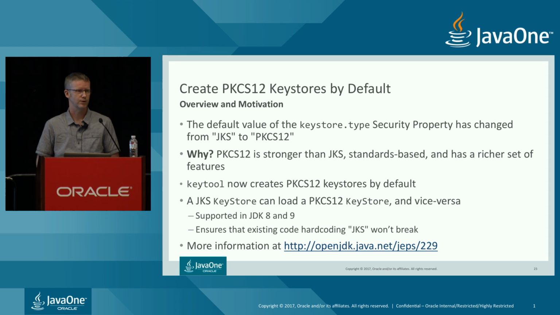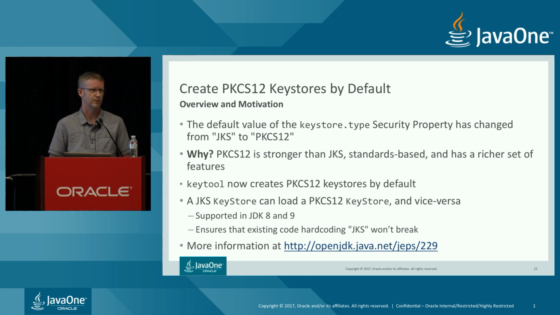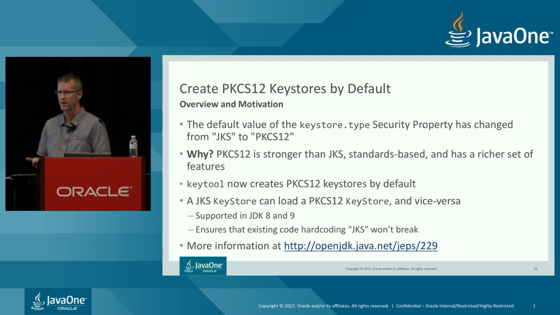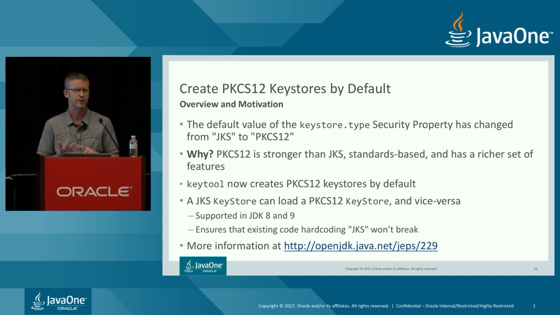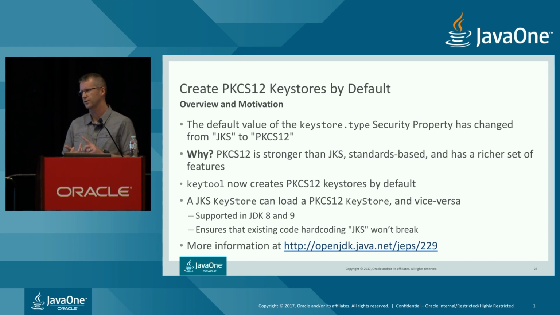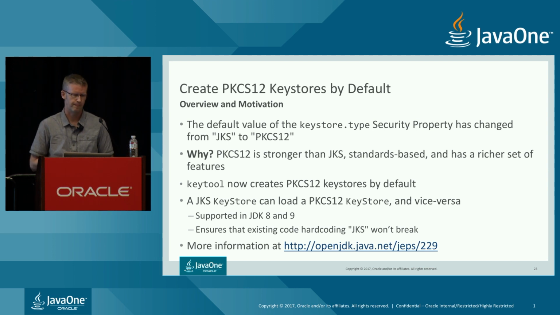PKCS 12 is stronger than JKS. It uses stronger cryptographic algorithms to secure the key store and its contents. It's also standards-based, so it's much more likely to interoperate with other implementations that support PKCS 12. And it has a richer set of features. So with JKS, you can only store certificates and private keys. With PKCS 12, you can store certificates, private keys, secret keys, and so forth. So it's a full-fledged key store.